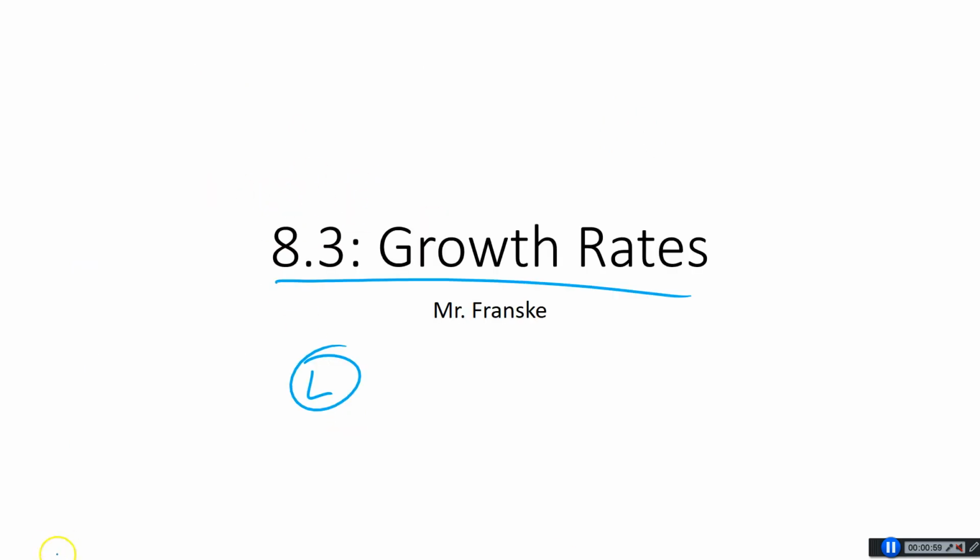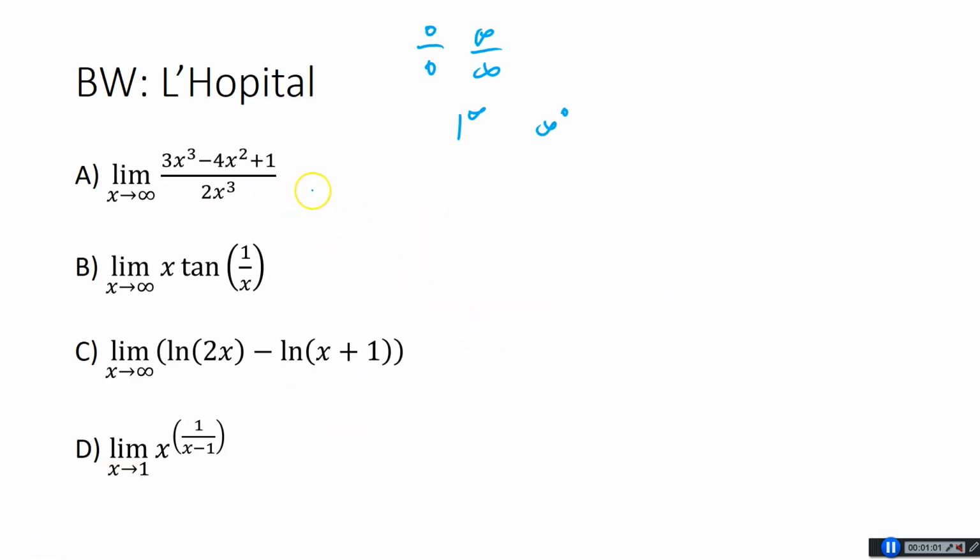So the first one, if we take a look at this, we have 3x cubed minus 4x squared plus 1 over 2x cubed. We plug in infinity, we get infinity on the top and infinity on the bottom. Now remember with this one, we really learned a way to do this before, right? The degrees are the same, so we should just be able to do 3 halves, but just for fun, let's do L'Hopital's rule and see if we get the same thing.